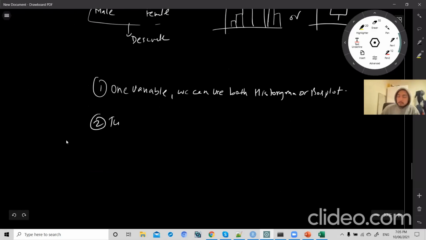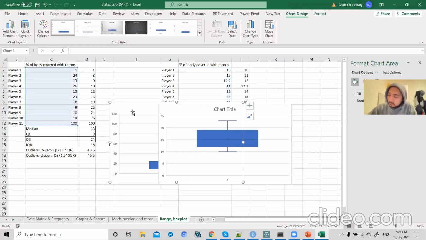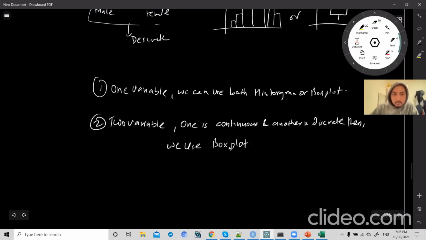So if we have two variables, and one is continuous and another is discrete, then we use a box plot. Also, a box plot or histogram can help us to detect outliers.